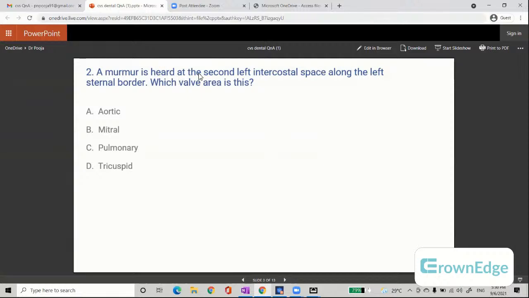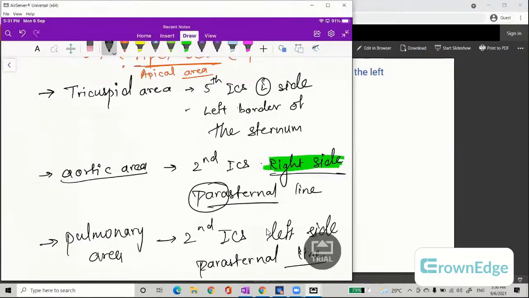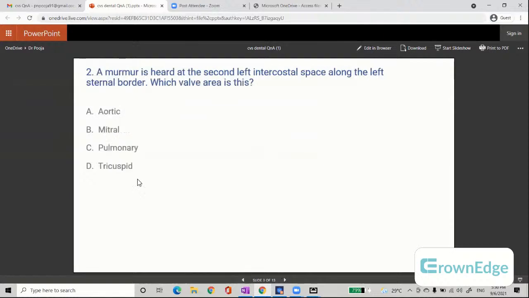So can you tell me the answer to this question? Second left they are asking, and we just saw the second intercostal space on the left side. That is nothing but your pulmonary area. So the answer to this question is the pulmonary area, right? So that leads us to the answer: C. Move on to the next question.